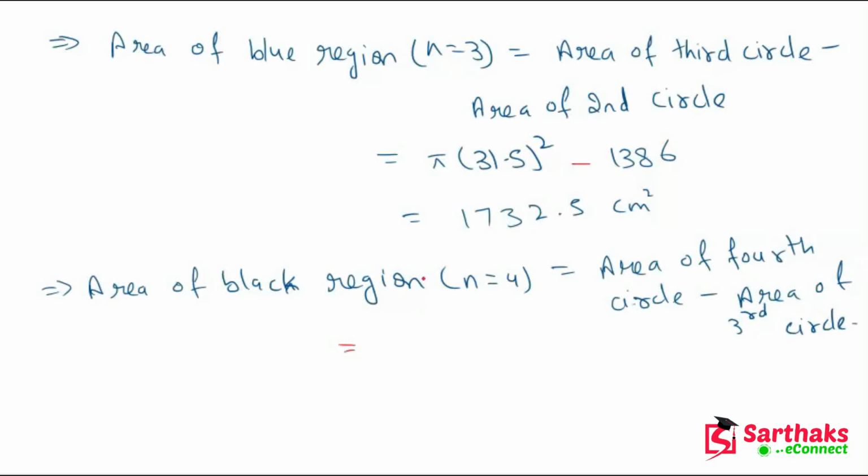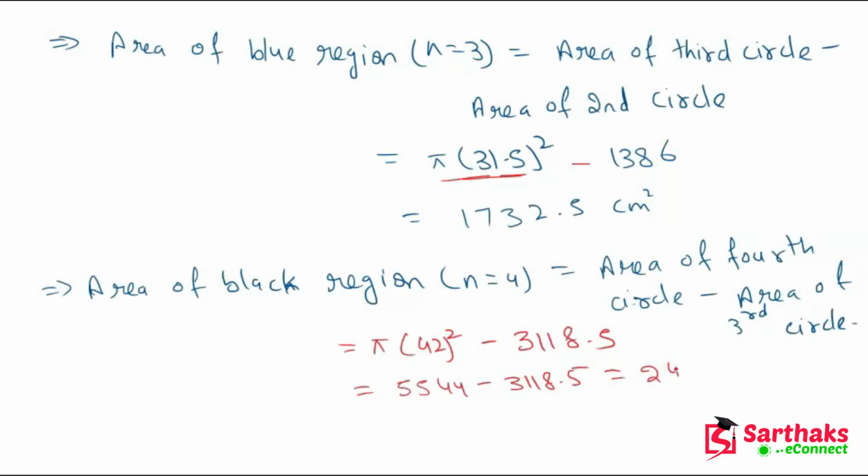Okay, so the area of the fourth circle is what? Pi into the radius of the fourth circle. We have 42 square, minus the area of the third circle, which is this. So this will give 5544 minus 3118.5, which is equal to 2425.5 centimeter square. If you solve this, then you can get this result.